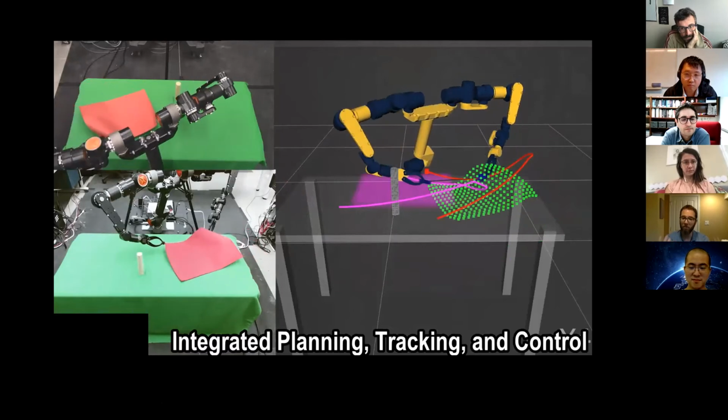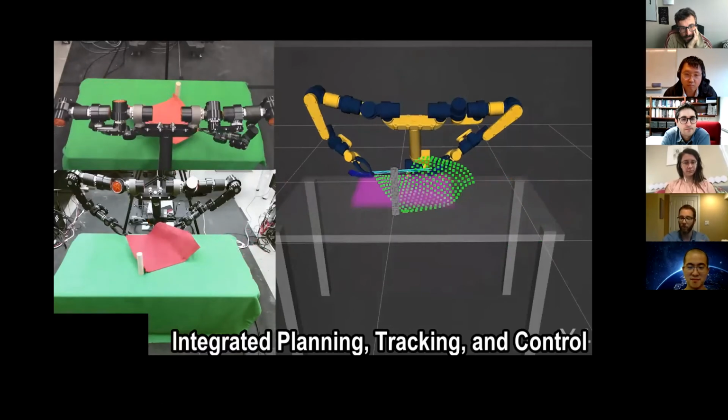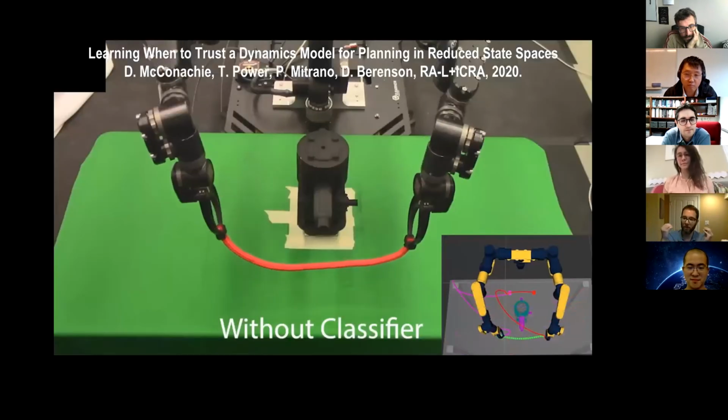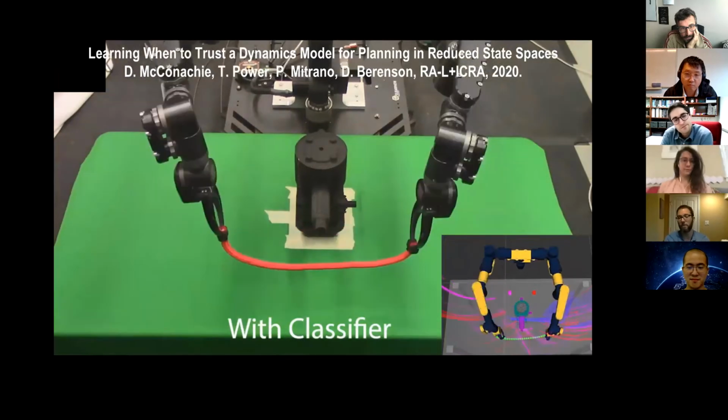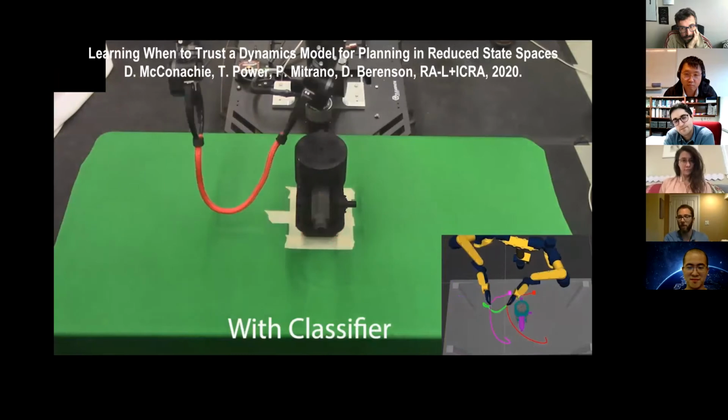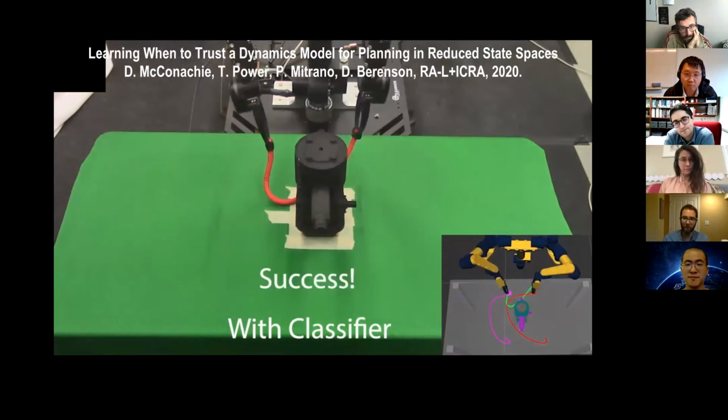But we've integrated planning, tracking, and control into one overall system so that we can manipulate around objects. And in some very recent work, we're actually trying to quantify the uncertainty of our models, not with a Gaussian, but with some kind of learned method. So for instance, here we're using a classifier so that the planner knows what the model is good for and it knows when it can't be used. So that was just a quick overview of our work.